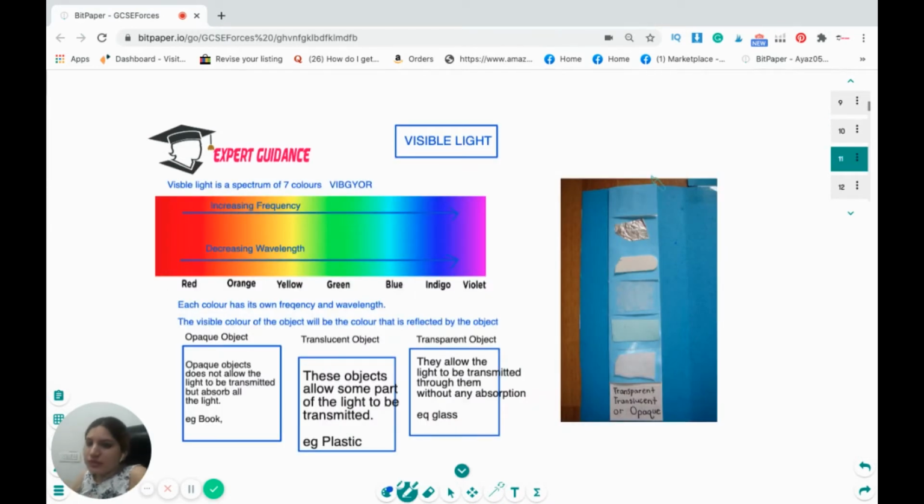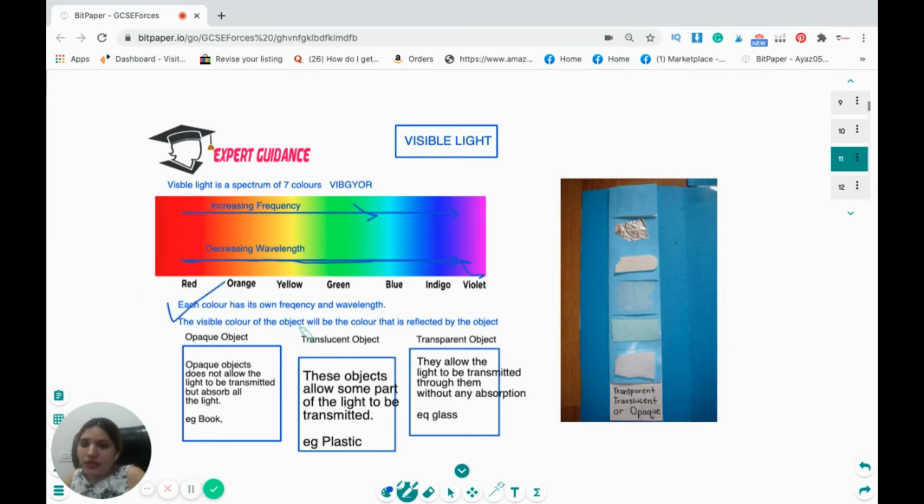Now, what is visible light? Visible light is a spectrum of 7 colors, and those 7 colors are violet, indigo, blue, green, yellow, orange, red. You need to remember that from red to violet, the frequency is increasing, but the wavelength is decreasing. So red light has the highest wavelength, and violet light has the lowest wavelength. Each color has its own frequency and wavelength.